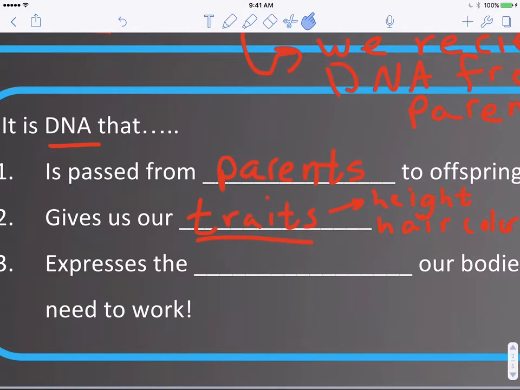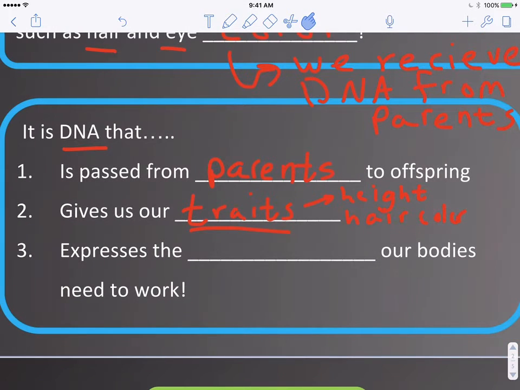One of the most important things that's rarely talked about though, at least at this level, is how DNA expresses the proteins that our body needs to work. And what I really want you guys to focus on, it's what we briefly touched upon last lesson and what we're going to be going into next, is that these really important proteins are what we call enzymes. Without these enzymes that the DNA expresses, our body would not function in the way that we need it to.